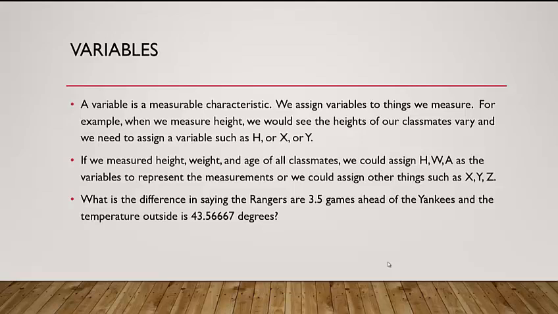So what is the difference in saying the Rangers are 3.5 games ahead of the Yankees and the temperature outside is 43.56667 degrees? The difference in these two things, we understand what they mean, and typically probably what we'd say is the temperature outside is 43 degrees and the Rangers are 3.5 games ahead of the Yankees. But there's a distinct difference in these two numbers, okay? And the difference is the type of variables, whether it's a discrete variable or a continuous variable.